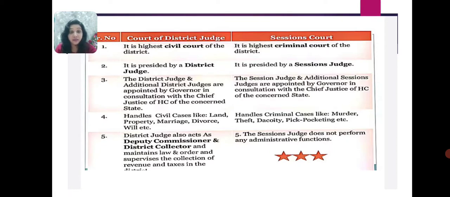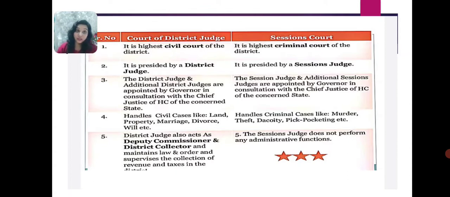So a DM is responsible to maintain law and order. A DM is responsible to supervise the collection of the revenue and the taxes in the district. Now, maintaining law and order means, in every aspect, in every sphere of the activities of a district, the DM is responsible for maintaining that.